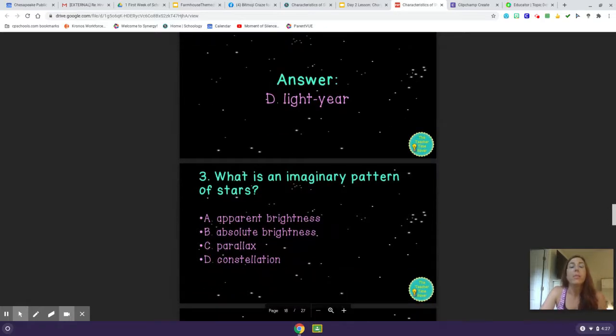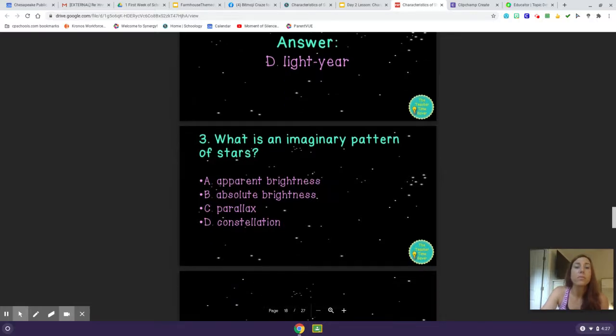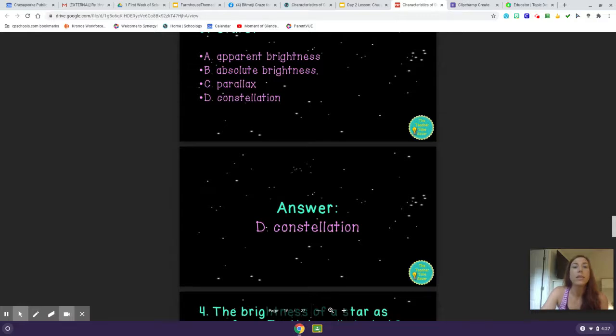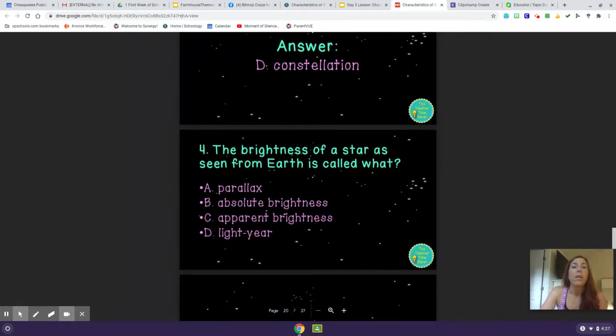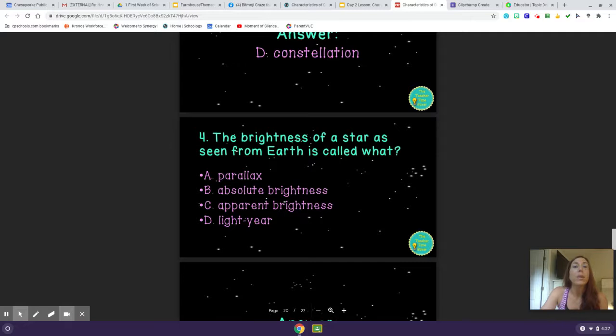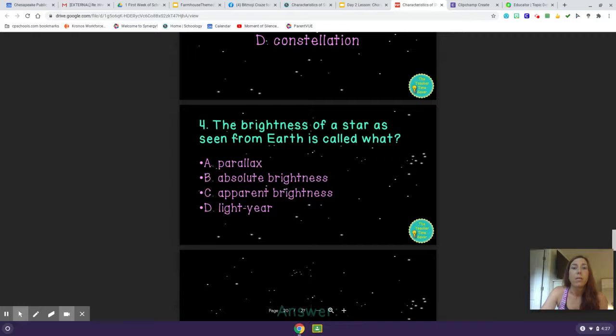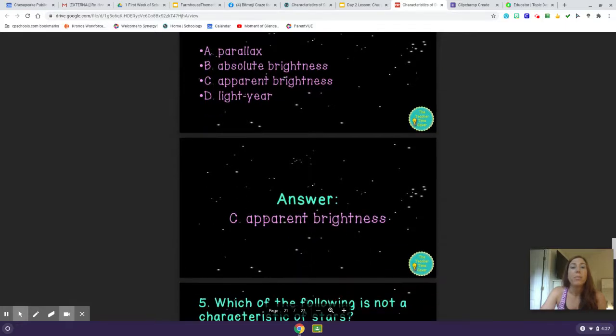Okay, we talked about this at the beginning of the lesson. What is an imaginary pattern of stars? A constellation is an imaginary pattern of stars. The brightness of a star as seen from Earth is called what? Make sure you pause if you need a moment to try to figure that one out. That's the apparent brightness or the apparent magnitude.